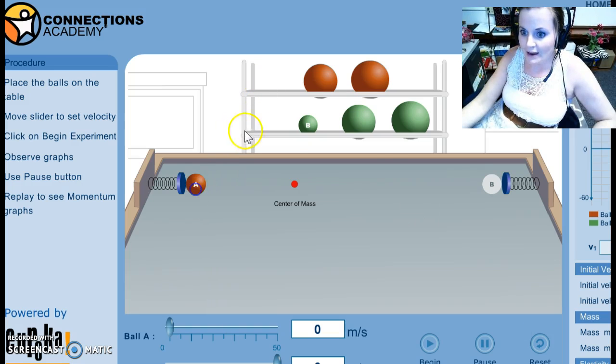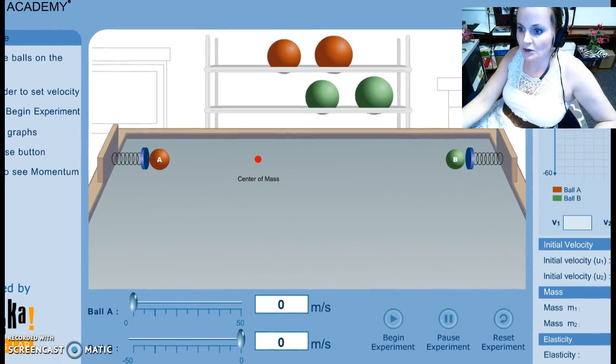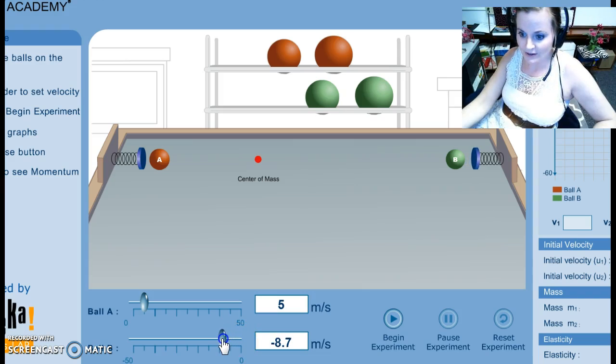and I'll place ball A and B, or 1 and 2, into their proper slots. And then I can give them both starting velocities. So ball A was 10, let me give it a velocity of, I don't know, 5. And ball B was 5, so let me give it a velocity of negative 10, exciting. Alright, so let's write these down. Ball A is 5, ball B is negative 10.